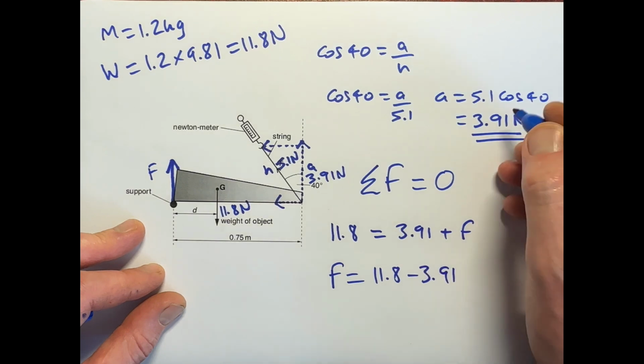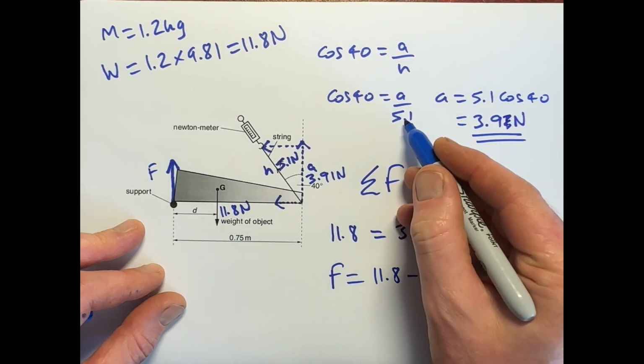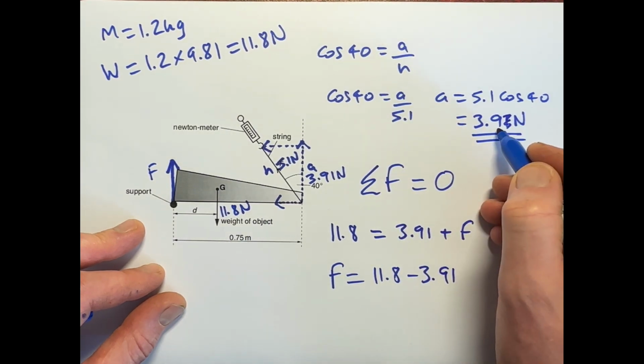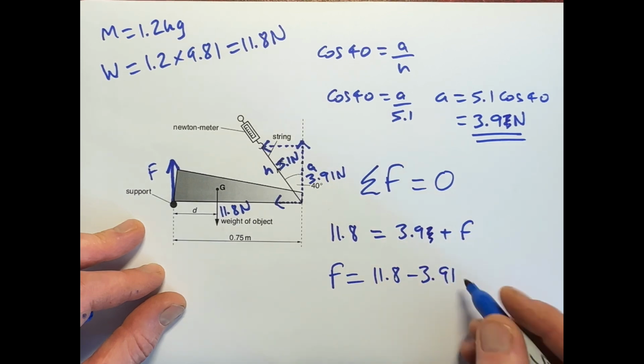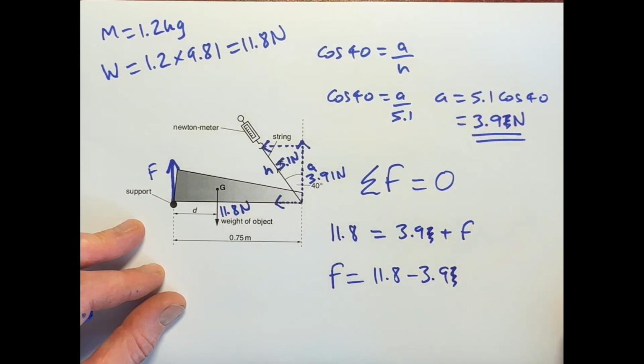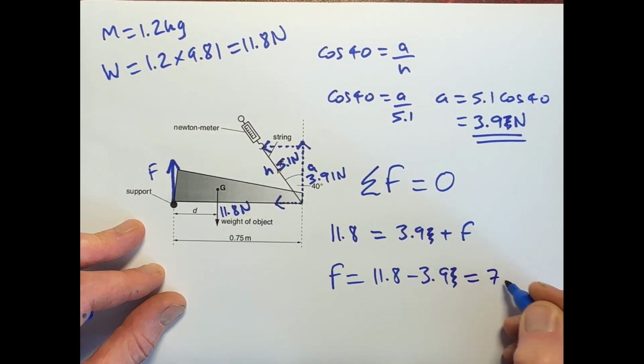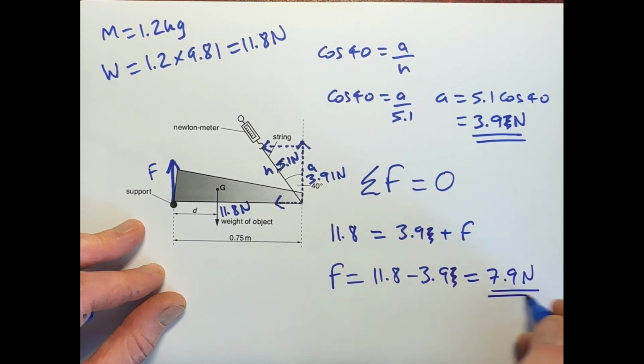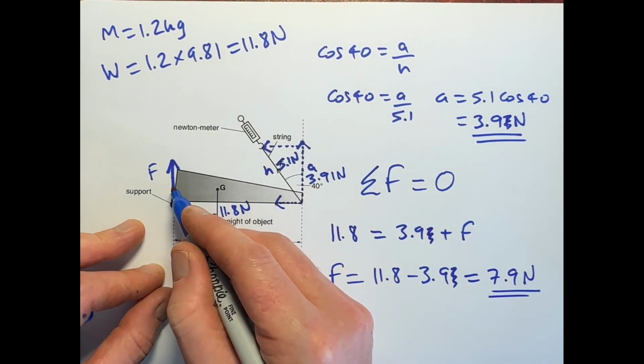In fact, I definitely should have written that as 3.9, because that was 2 sig fig, so that should be 2 sig fig. So let's get rid of the 1 there. So 11.8 take away 3.9, sorry about that, is going to give you an answer of 7.9. So we know that force there is 7.9 newtons.